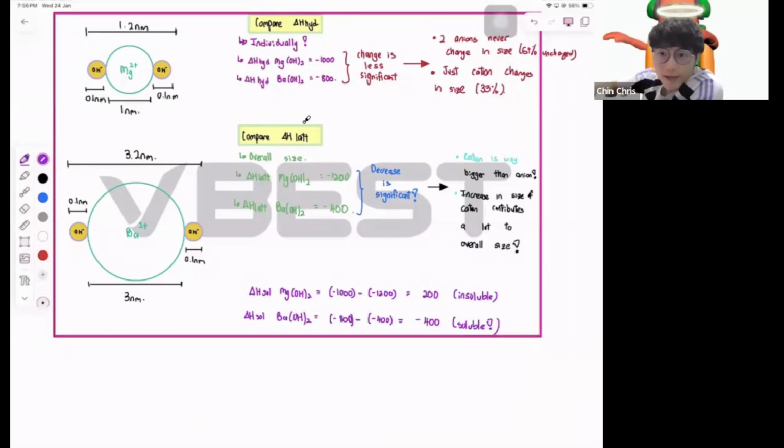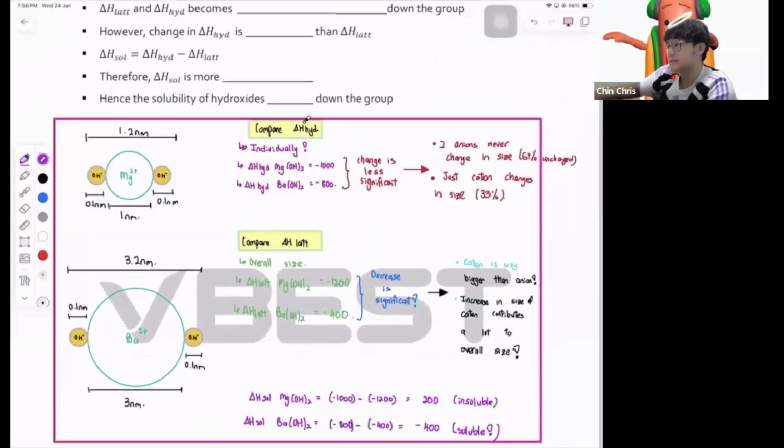So guys, in your AS, you did solubility, but you never knew the explanation. Now in A2, you are doing the explanation. Please write it down, kids.